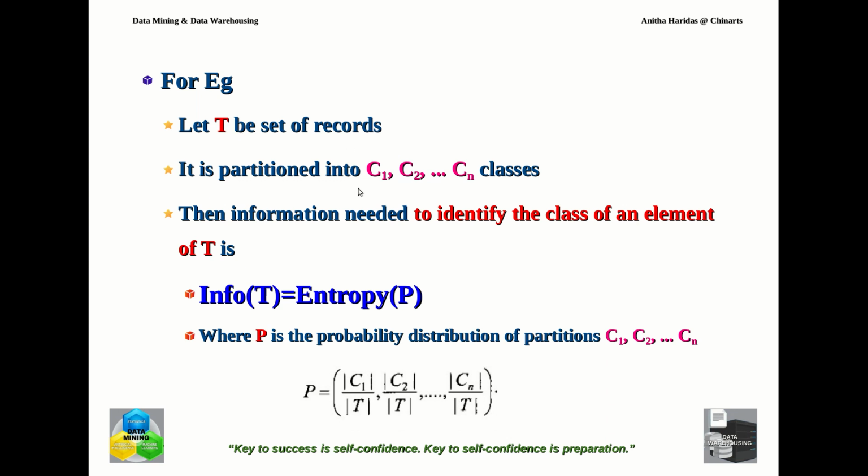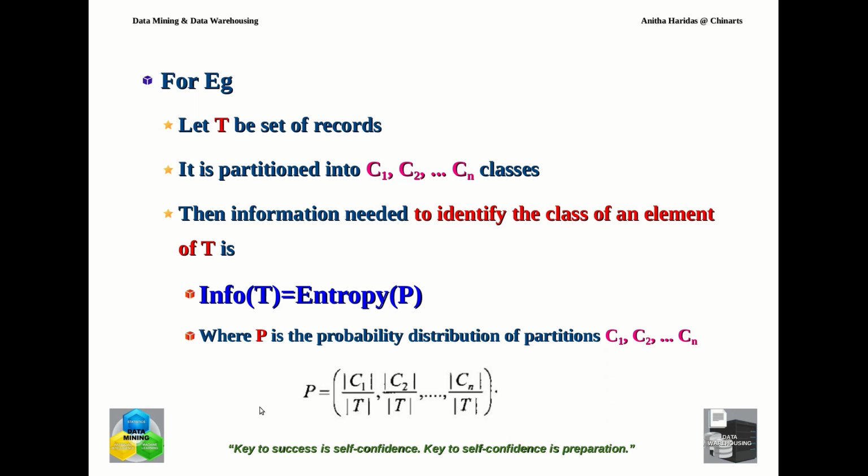It is partitioned into C1, C2, Cn classes, right? So this many number of classes are there. Then the information needed to identify the class of an element of T is info of T, which is equal to the entropy of P, where P is the probability distribution of the partition C1, C2 up to Cn. So this is what you call the probability distribution, right?